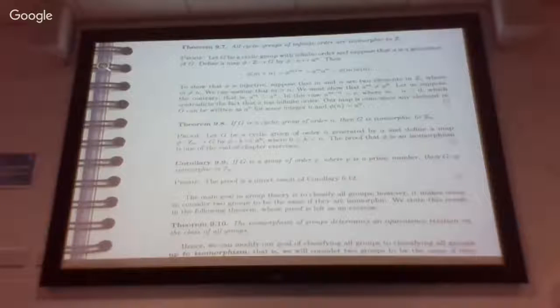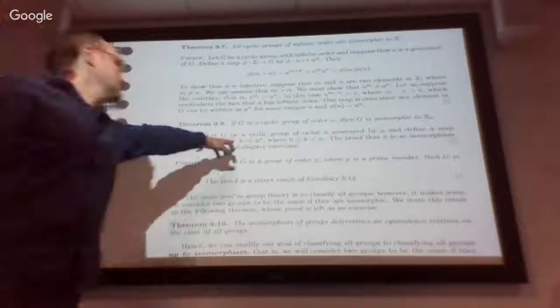Theorem 9.8 addresses finite cyclic groups. If a cyclic group G has finite order n, then G is isomorphic to Zn. And by Zn, we mean the integers modulo n under addition modulo n. Well, it's still the same idea, sending the integer k to a to the power k. He's delegating the proof for that to one of the exercises, but it's really just applying the same ideas as in the previous one.